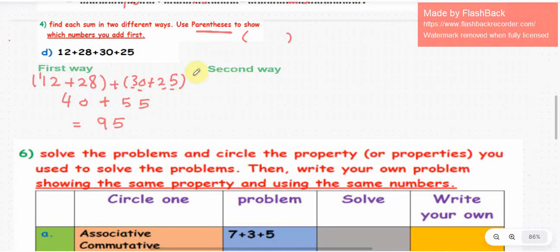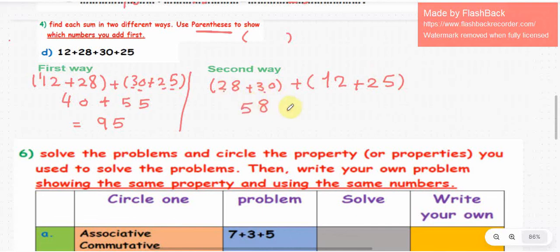What about the second way? The second way, I will choose another two numbers and put them inside the brackets. Like, I'm going to choose 28 plus 30 together, plus 12 and 25 together, and find the answer of each bracket. 8 plus 0 equals 8. 2 plus 3 equals 5. Plus the second bracket, 2 plus 5 equals 7. 1 plus 2 equals 3.